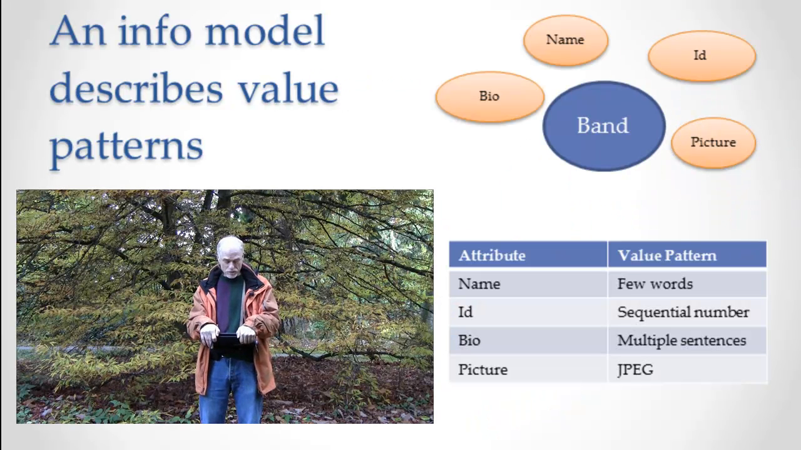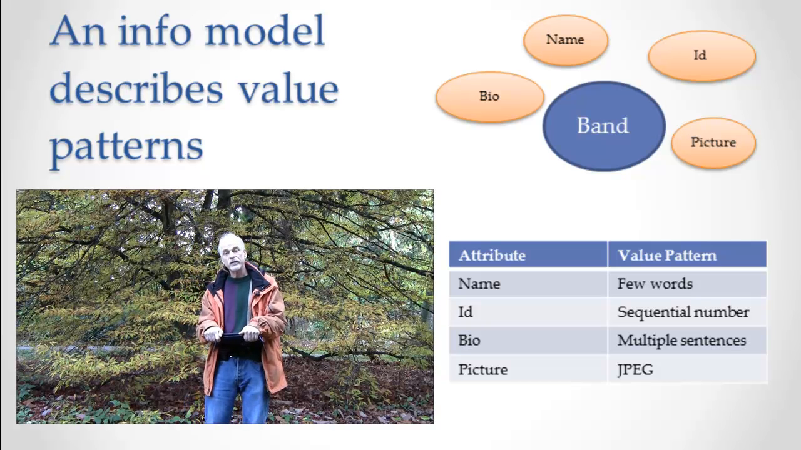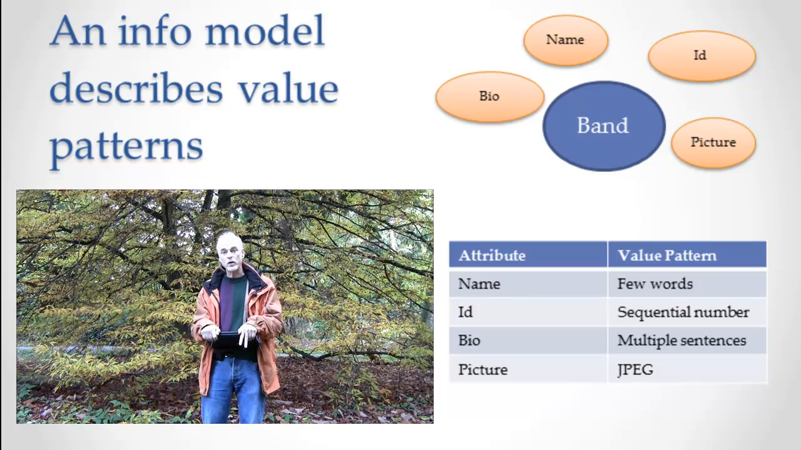Okay, and the information model also describes the patterns, the value patterns. So we're describing the types, we're describing the attributes, and we're describing the patterns of the values that go in those attributes.